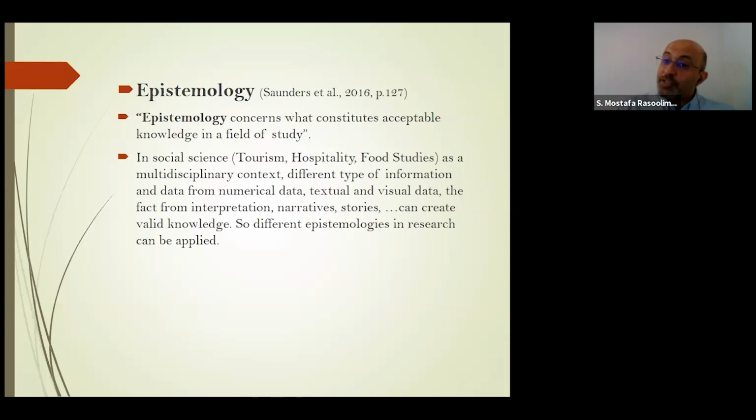And we can conduct our research and interpret social phenomena independent of our values. Necessarily, our values don't influence our research, understanding, and interpretation. If we think in this way, in the social sciences discipline we are close to natural scientists. So our paradigm is positivism.